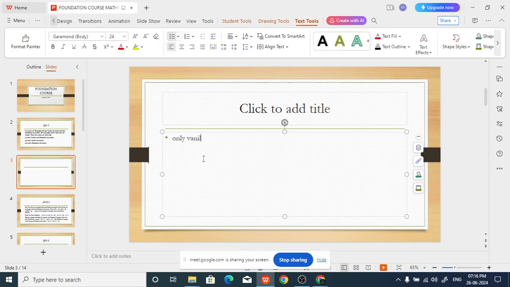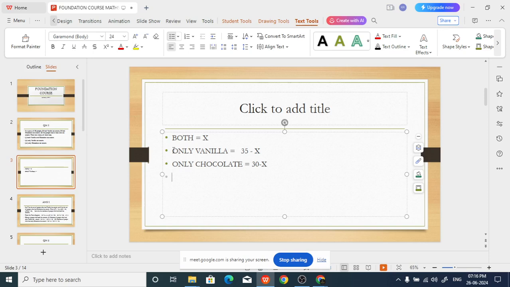Only vanilla. We are assuming people who had both is X. X people had both. So now I am asking how many had only vanilla. That is equal to 35 minus X. Agree with me? Okay. How many had only chocolate? 30 minus X. Okay. Now, how many had both? X.